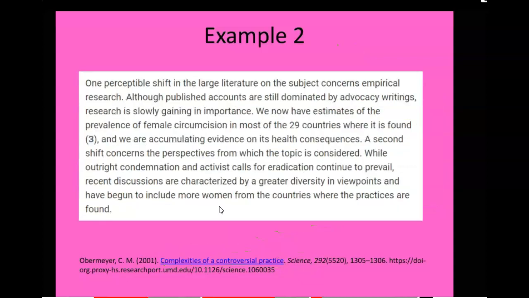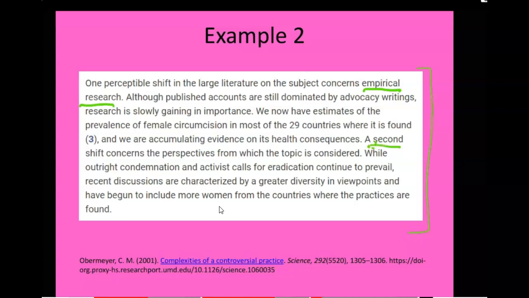And then the second paragraph, still in the intro that stretches out over 3 paragraphs, is where the author of this book review provides us, the readers, with a general context of where these two books that they're reviewing are being placed. "One perceptible shift in the large literature on the subject concerns empirical research, although published accounts are still dominated by advocacy writings." So empirical research apparently is an area that needs some more work, or there's a call for more empirical research in this field.